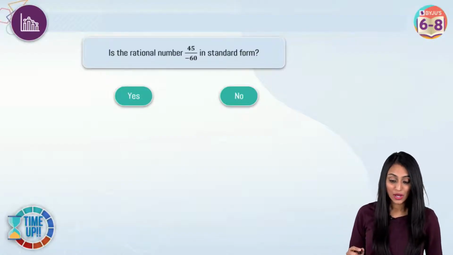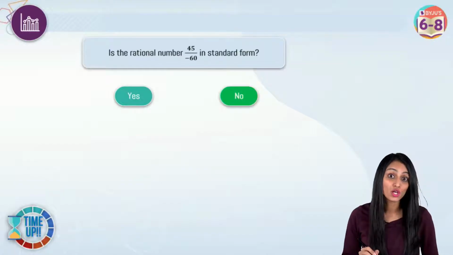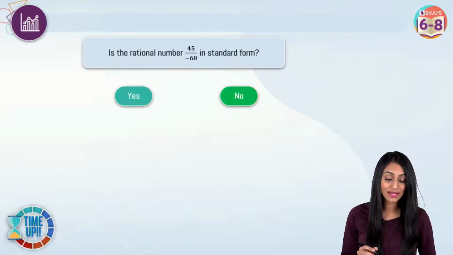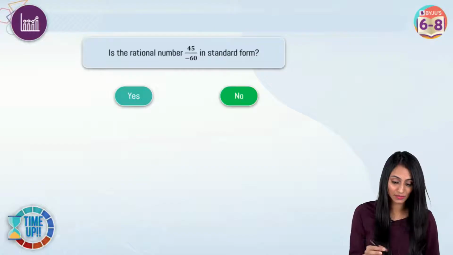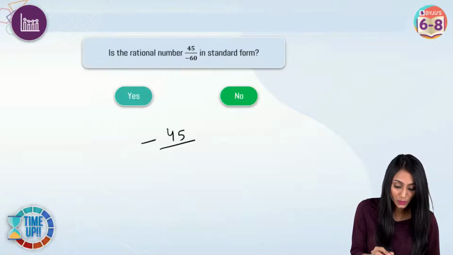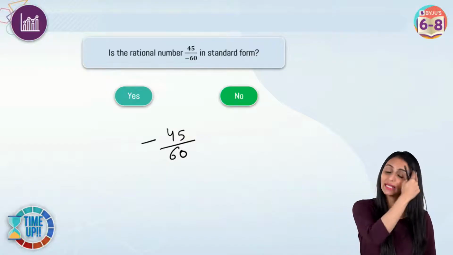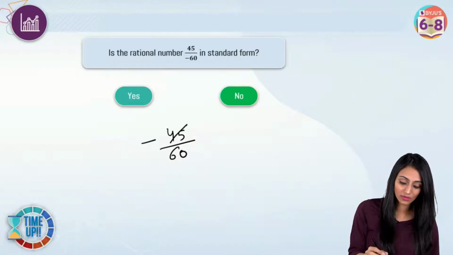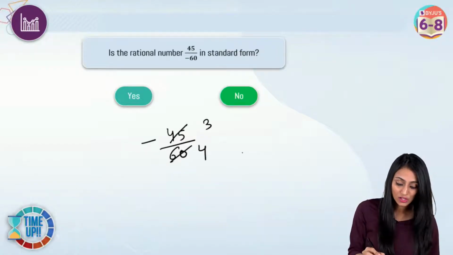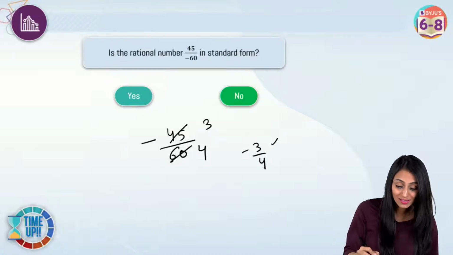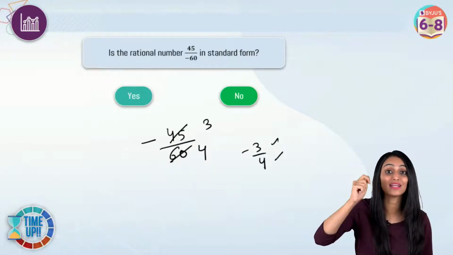Alright, time is up. So yes, the answer is no. Is the rational number in standard form? No, but we can reduce it to standard form. How do we do that? First of all, I told you, you take the negative sign in the numerator. It should not be in the denominator, right? Then we can reduce it. This is 15 times 3, 15 times 4. So -3/4.